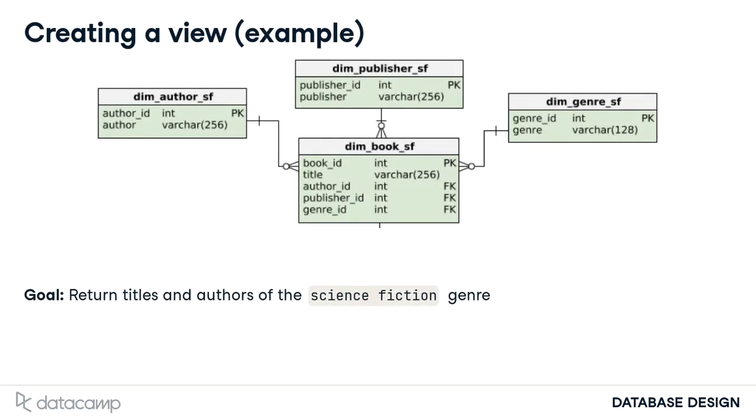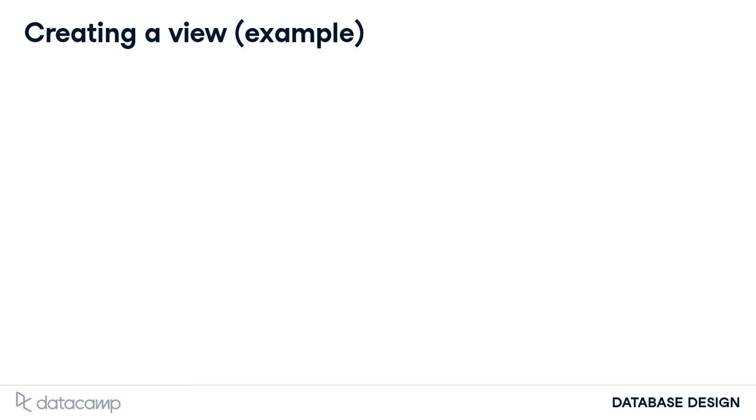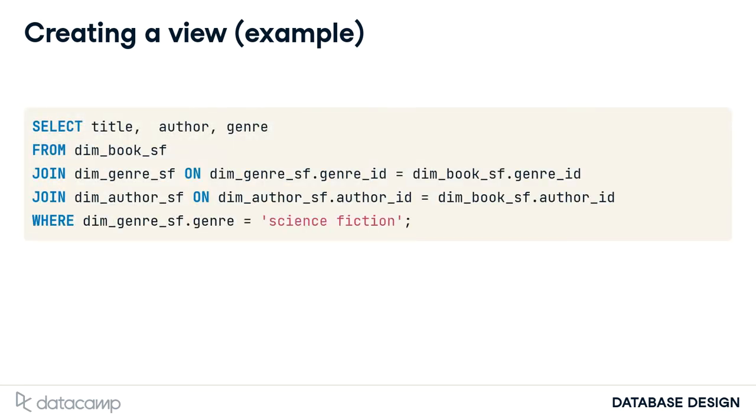Here's an example. This is part of last chapter's Snowflake schema. Let's say analysts at your company are often running analytics on the science fiction genre. To help their workflow, you want to create a view specifically dedicated to the science fiction genre and its associated book titles and authors. The query would look something like this. To convert this query into a view, you would add a create view statement like so.